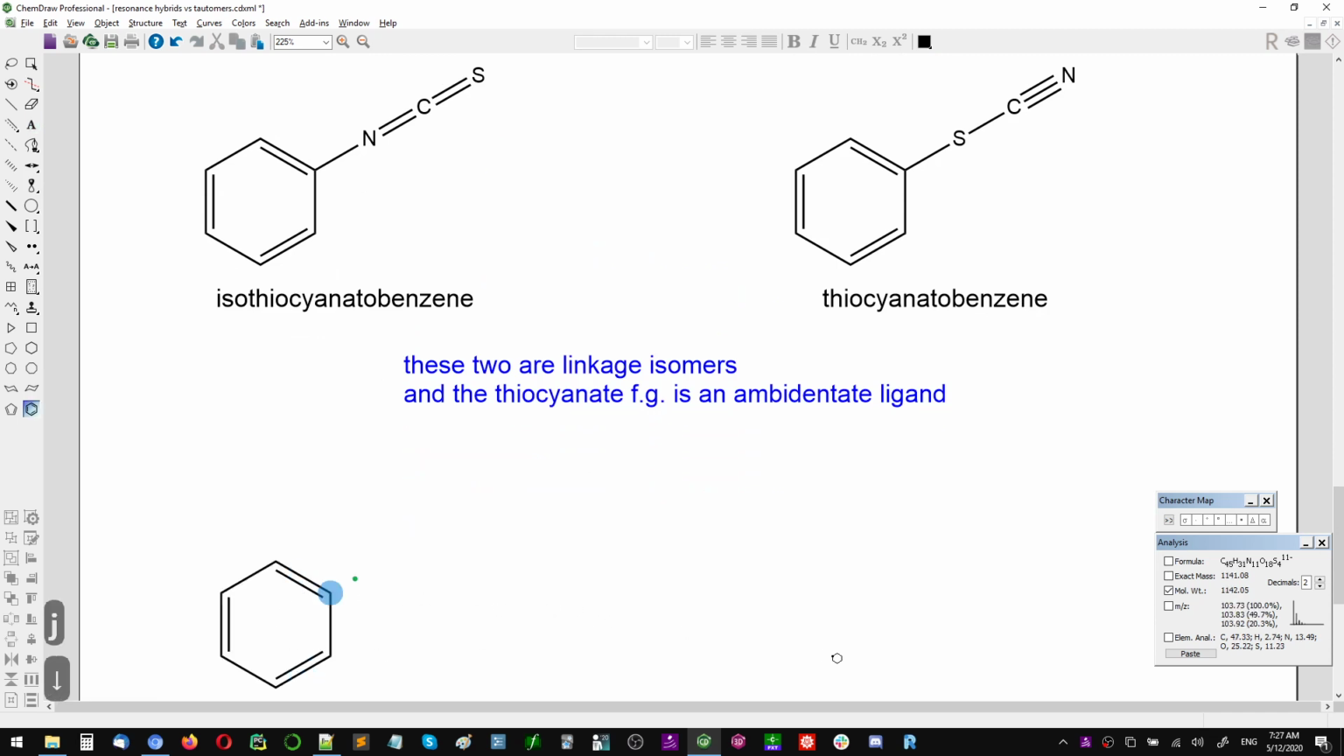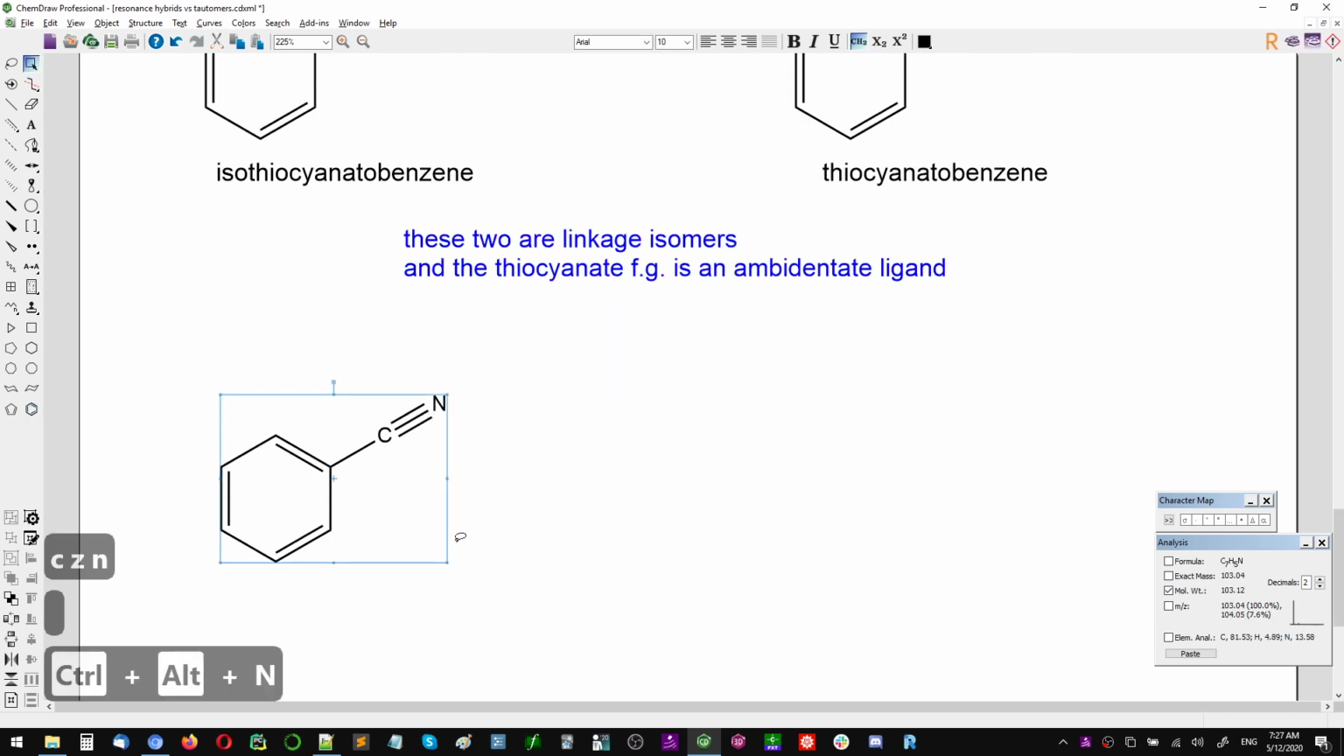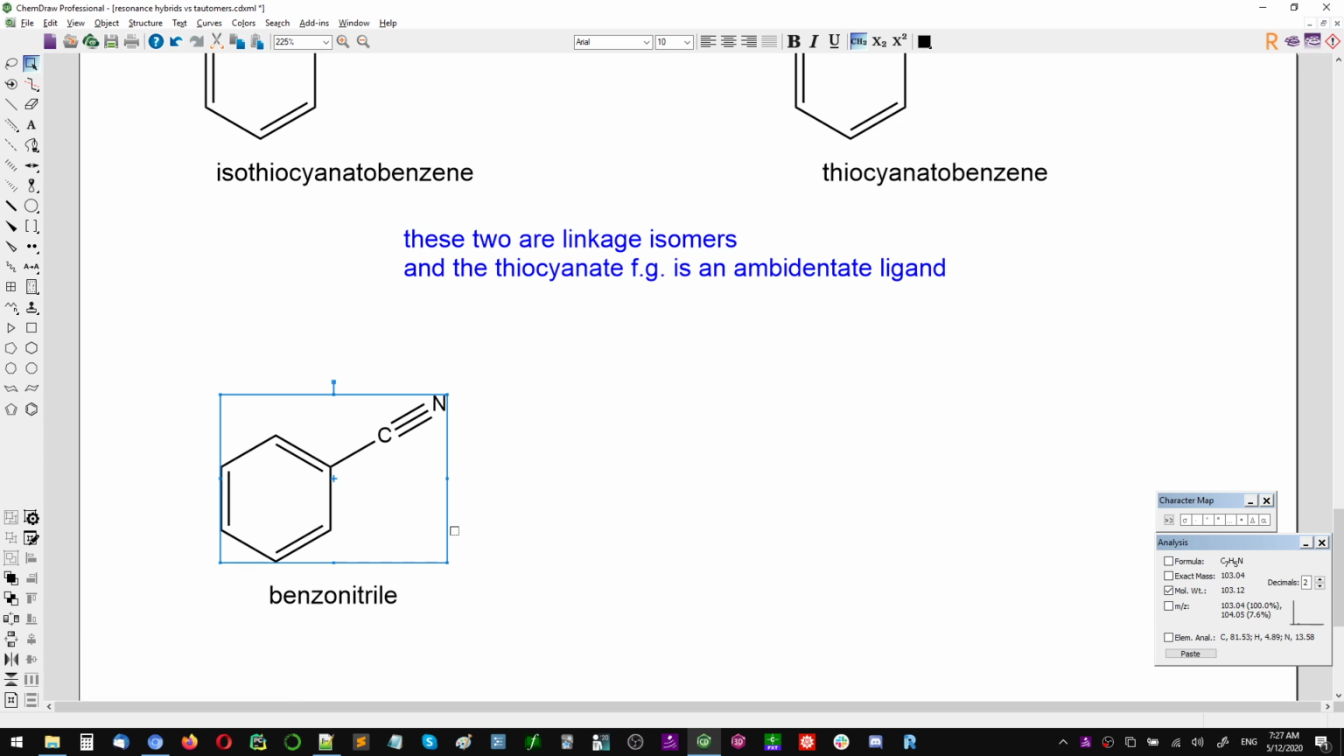How about cyanide? It can also be a functional group. It's called nitrile usually. So this would be benzonitrile. It can be called the nitrile functional group as well, but usually in organic chemistry.